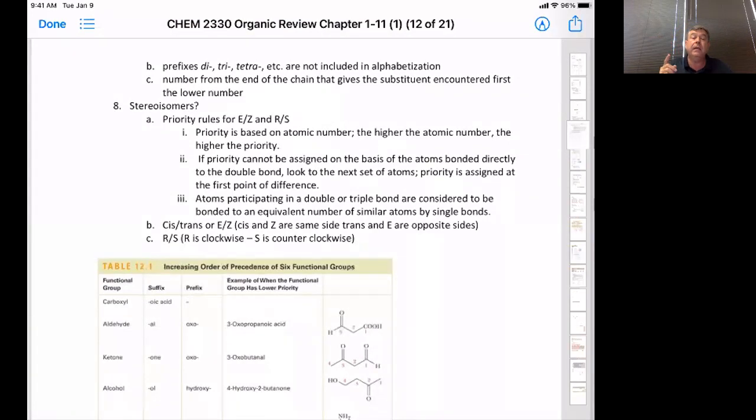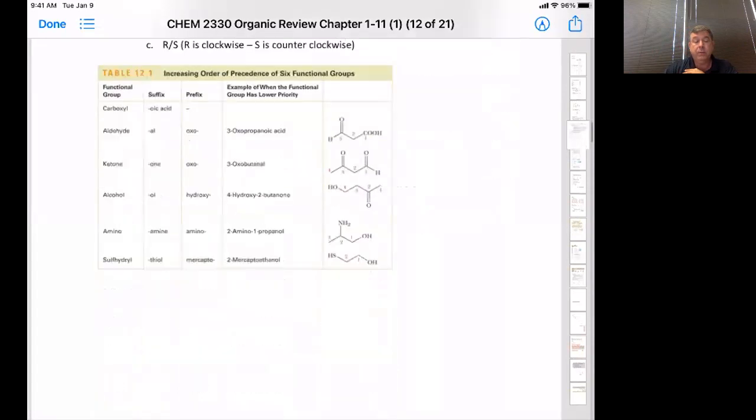If you have an alkene, it's preferred to use either cis and trans if you only have 2 substituents, or E and Z if you have more. Remember that Z is on the same side, analogous to cis, and E is on the opposite sides, analogous to trans. Okay. Now, here's the order of precedence.